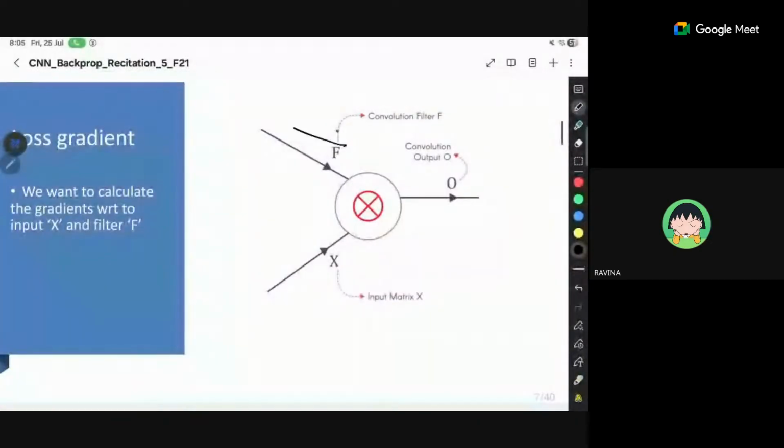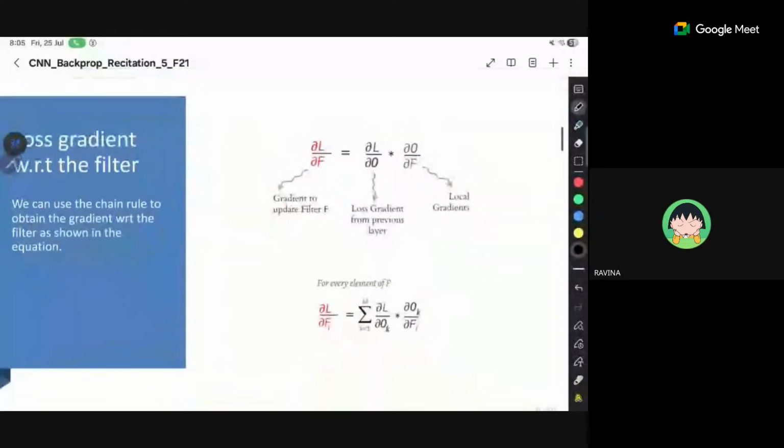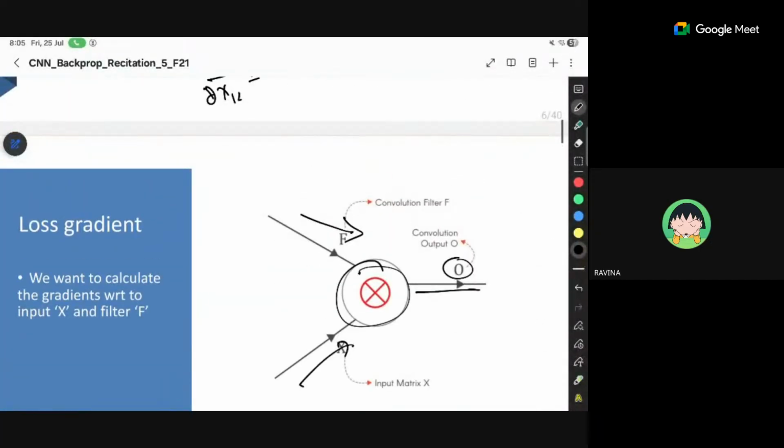So that's what we discussed, that let's say f is coming, x is coming, they are doing a convolution operation, output O is what you are producing. Fine. Now, let's say by some chance that you have a derivation till O. So this O is also connected to something, right?